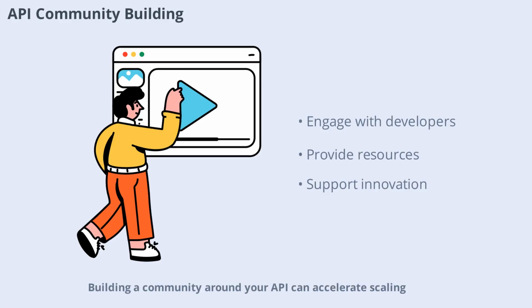Building a community around your API can accelerate scaling. Engage with developers through forums, social media, and events. Provide resources like tutorials, SDKs, and sample code. A strong community supports adoption, troubleshooting, and innovation, making it easier to scale your API ecosystem.